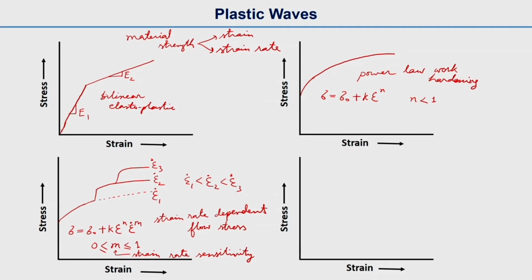In the fourth case we will see that the material behavior depends on the strain rate history. So, dependence of flow stress on strain rate history.